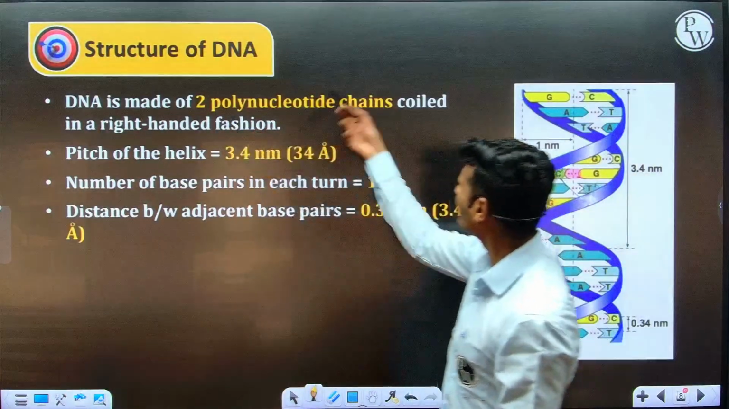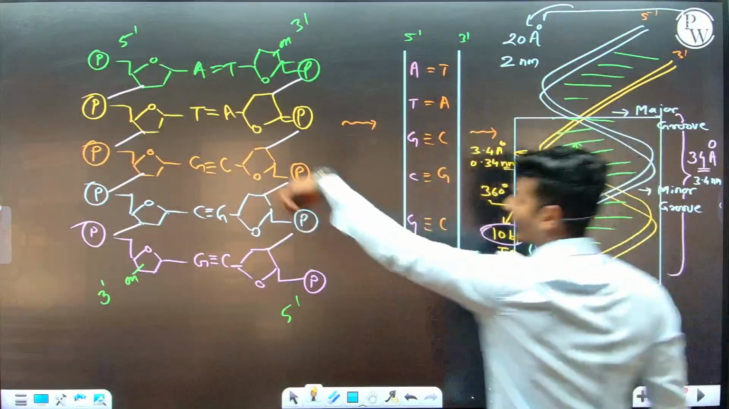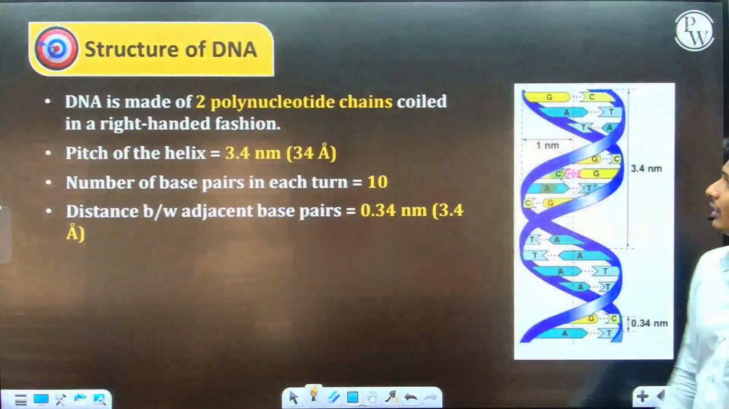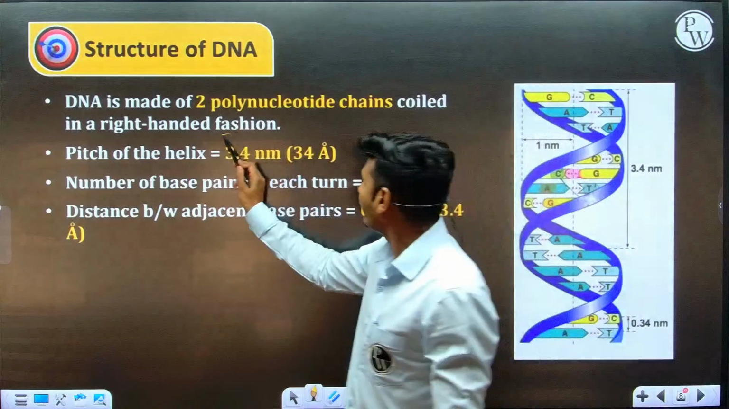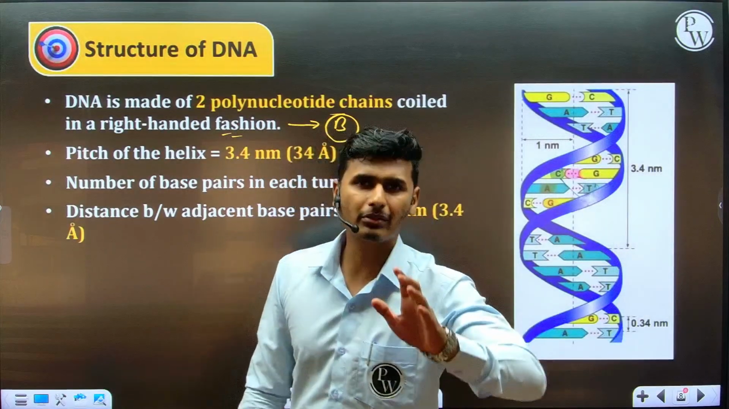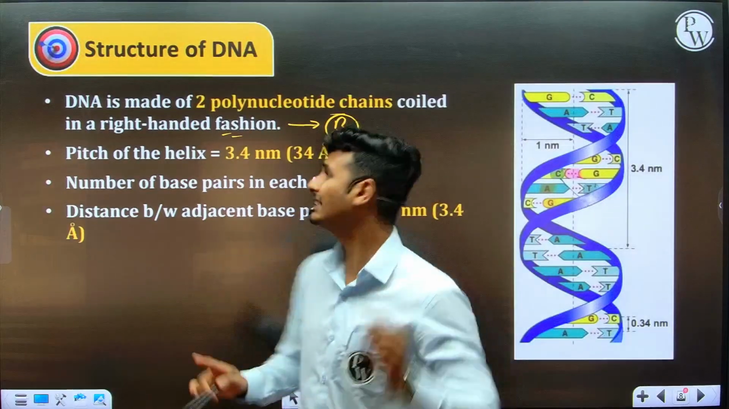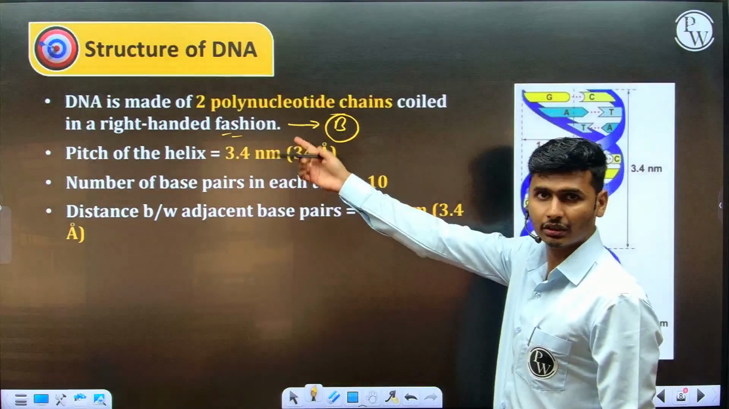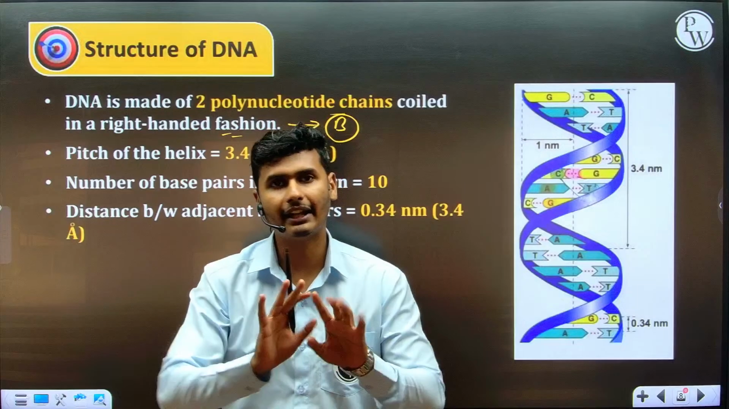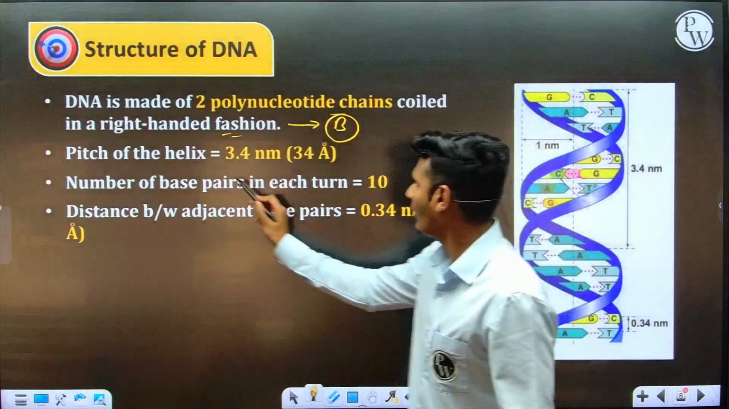DNA is made up of 2 polynucleotide chains. Yes, there is one polynucleotide chain, and a second polynucleotide chain. It is right-handed because it is a B DNA. For your information, only Z DNA has anti-clockwise or left-handed fashion. Otherwise DNA A, B, C, D have which pattern? Right-handed pattern.